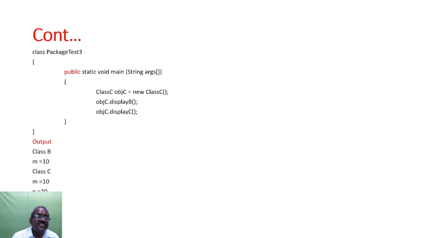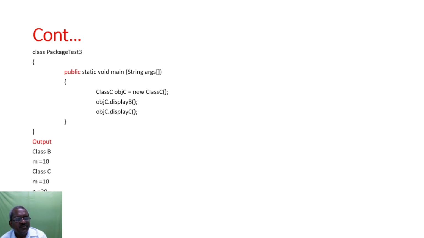So I want to say this at this place. For the package test 3, you are giving a test class. Here the public static void main method is like this. You are creating an object of C. Then you are displaying object C dot display, object C dot display B.